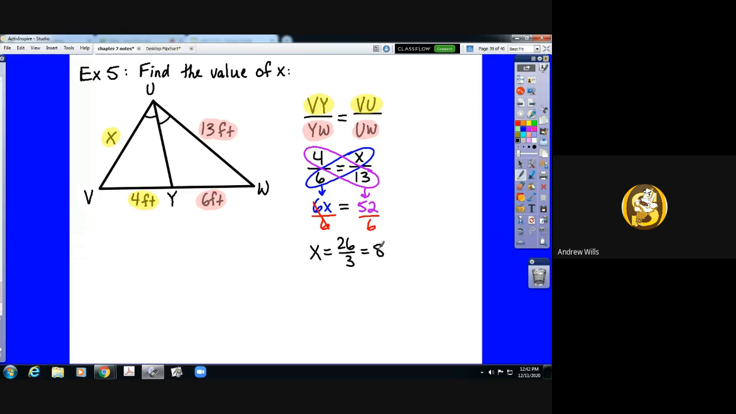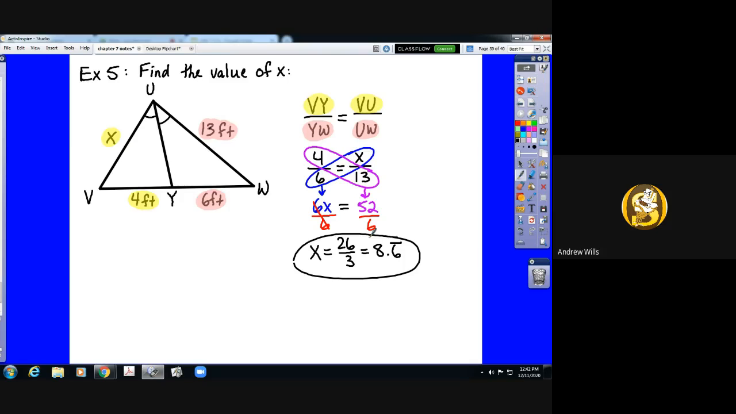or 8.6 repeating. Those are your two options for acceptable answers. Never, ever, ever round off a decimal unless the directions say that you can. Okay, I want exact answers, so don't round unless the directions tell you you're allowed to. Okay?